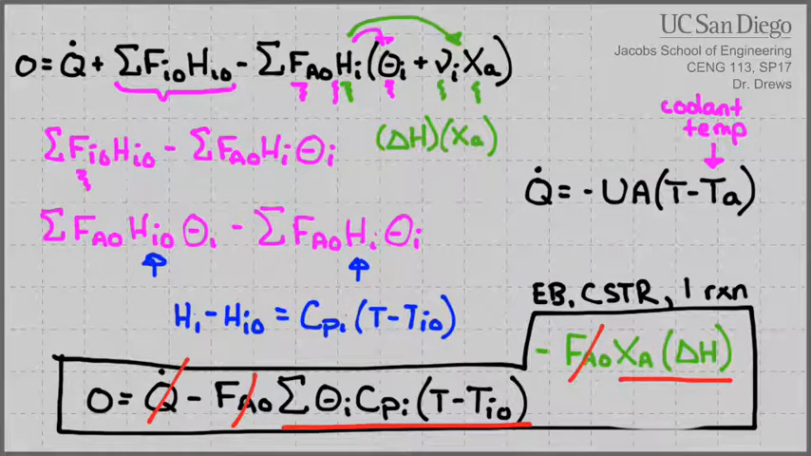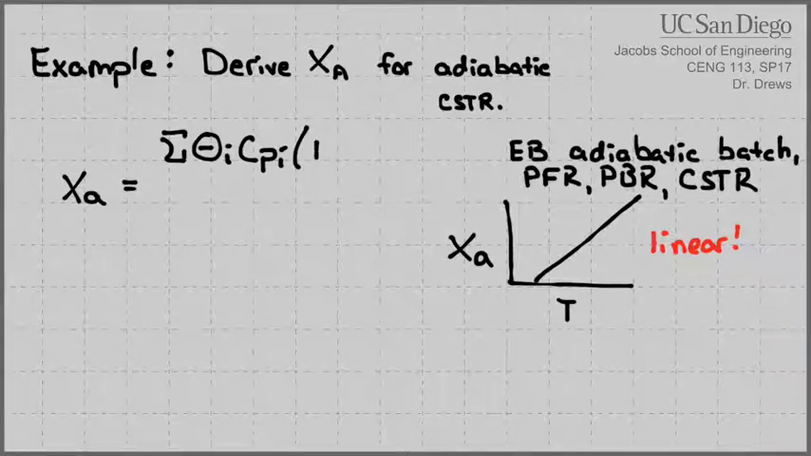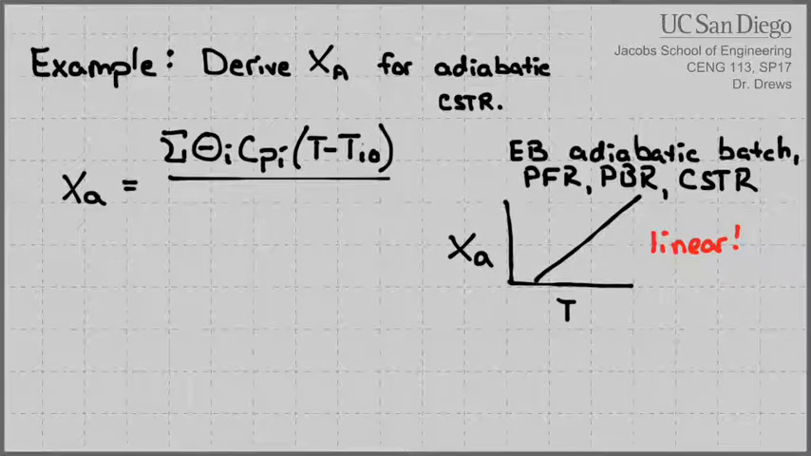If I rearrange that equation, which is the entire length of this derivation, so it's about 3 steps, I'll get XA equals the sum of theta I CPI times (T minus Ti naught) divided by minus delta H. So this, again, represents a linear relationship between the conversion that I have and the temperature of the reactor.